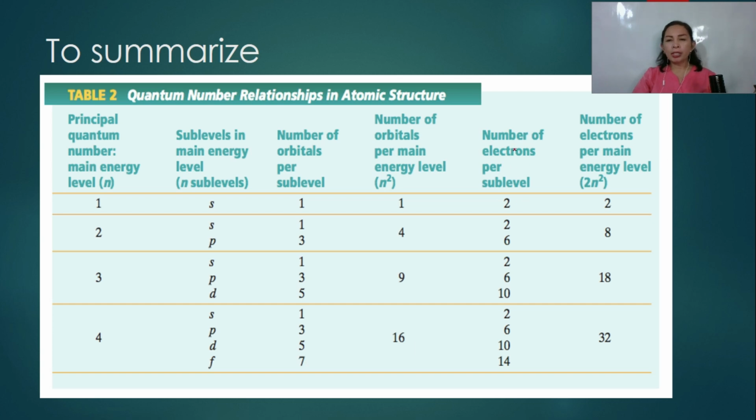With regards to the total number of electrons per sublevel, in s we always have 2. In p, we have 6. In d, we have 10. And in f, we have 14. And this is the total electrons in a given energy level. Do you understand, my dear students?